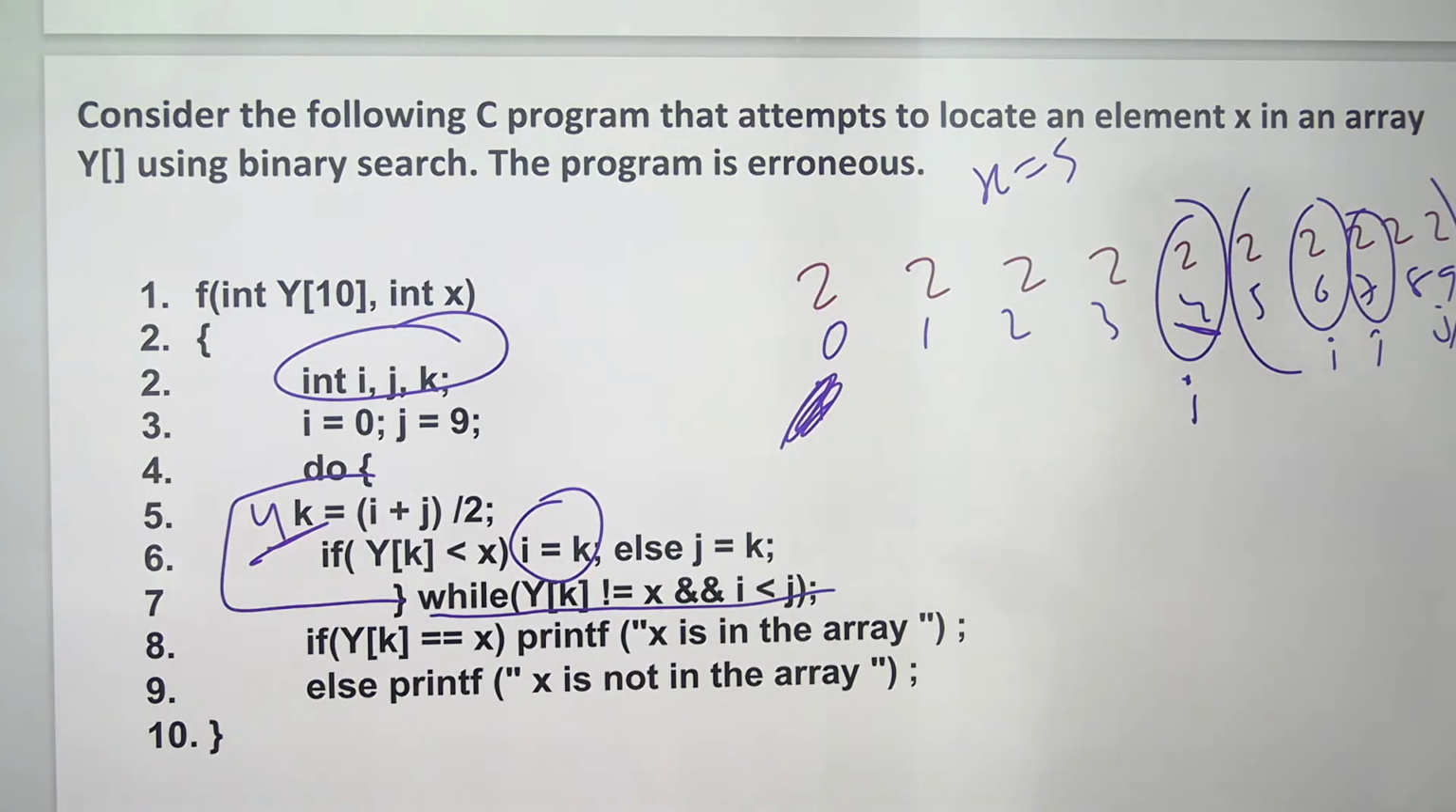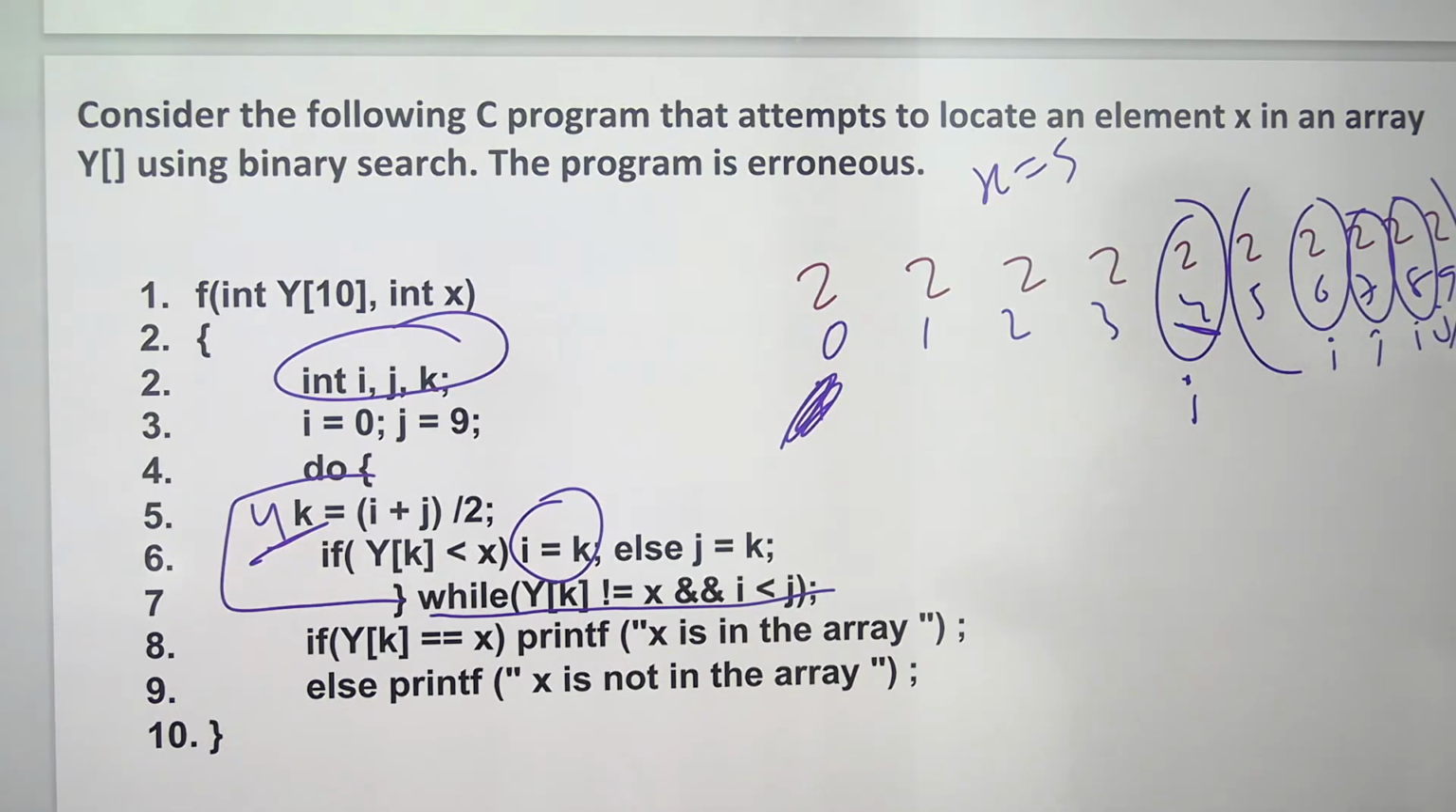i becomes k. Then y of k is 2, 2 not equal to 5, true. And one more thing, 7 less than 9, condition true, again same story. Mid element: 7 plus 9, 16 by 2, 8. Next one, y of 8 is 2, 2 less than 5, condition true, so i is equal to k.